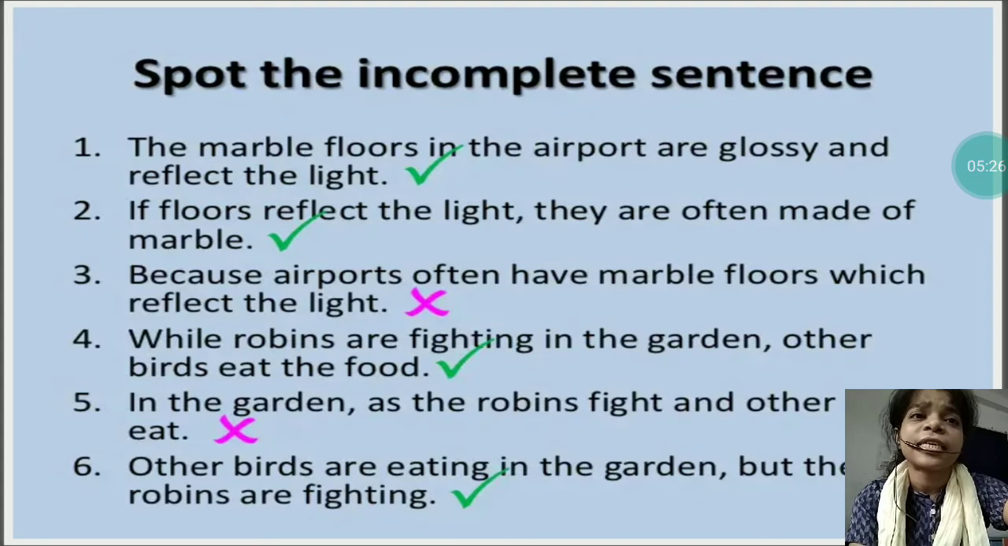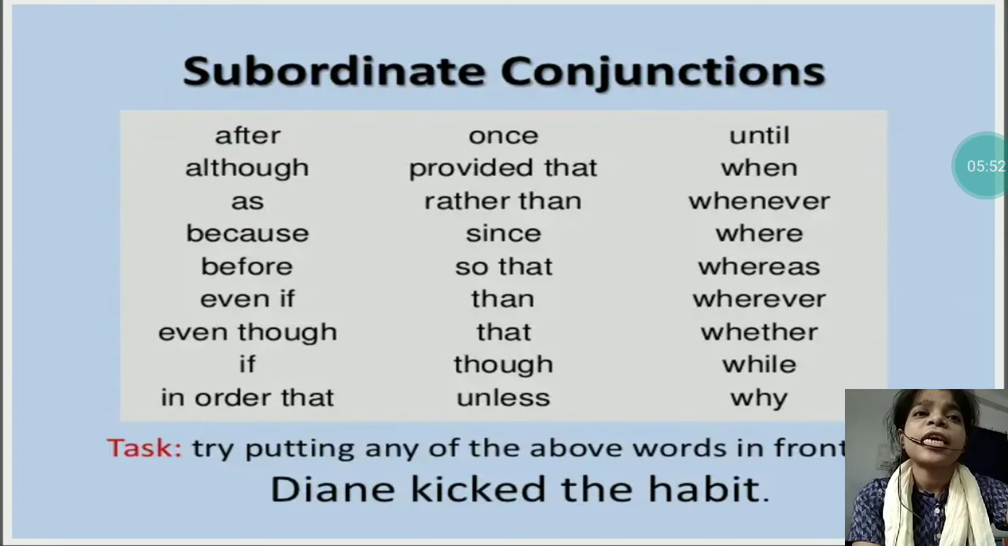If the meaning of the sentence is complete, and it has one subject and predicate verb, then it will be called an independent clause, or you can say main clause or principal clause. But if a group of words has a subject and predicate verb and the meaning is not complete, it is incomplete, then it will be called a dependent clause or subordinate clause.